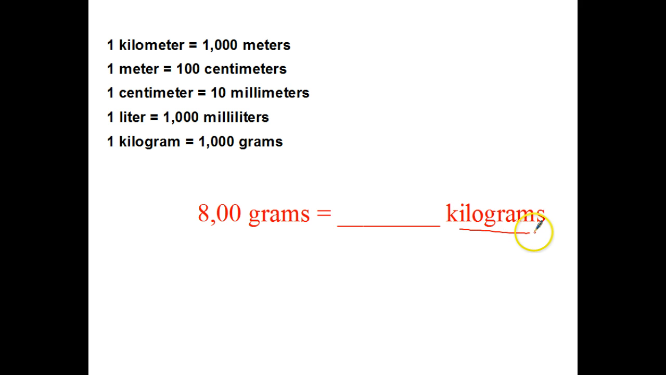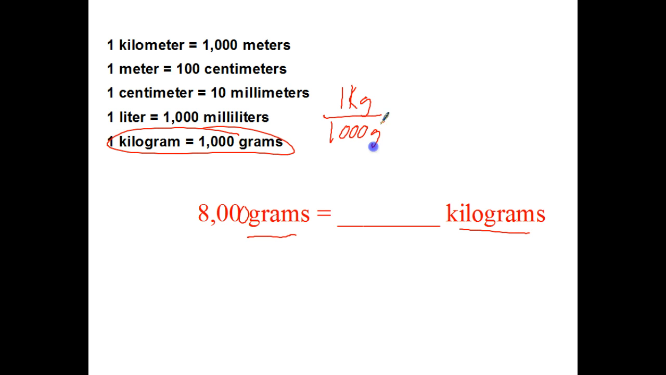And I have kilograms and grams. I think that's actually supposed to be 8,000 from your study guide. So I'm using this fact. 1 kilogram equals 1,000 grams. And I'm starting with 8,000 grams. So to go from 1,000 to 1, I got rid of 3 zeros, so I'm getting rid of 3 zeros again, and I'm at 8 kilograms.